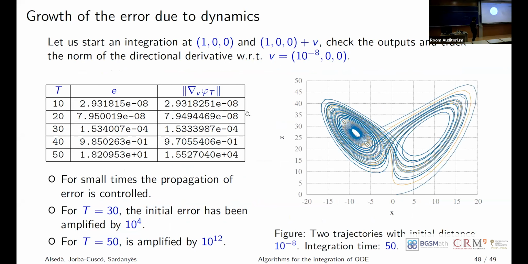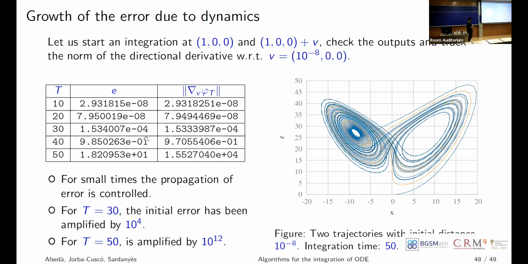I mean, this is the error doing the computation, subtracting and computing the norm, and this is the first variational equation. This is just to show that the error can be computed with quite good accuracy, solving the variational equation. So up to order 30, you have already lost 4 digits. I mean, 30 units of time.